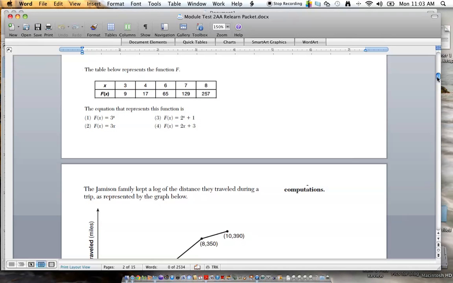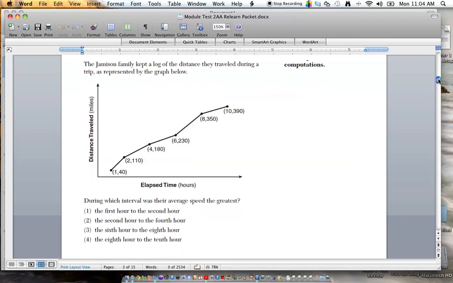Okay, next up, greatest rate of change. And now we're looking, rate of change is such an important big topic in this class. It says the Jameson family kept a log of the distance they traveled during a trip, as represented below. During which interval was their average speed the greatest? Now, speed is the rate of change. Where is it greatest? It's going to be greatest whenever the slope or the rate of change is at its highest. So like this rate of change is pretty low. It's almost flat. So is this one. This is pretty high. This one here is highest.